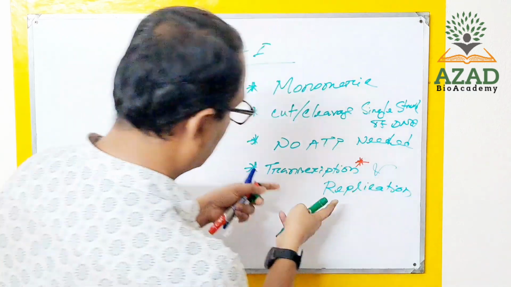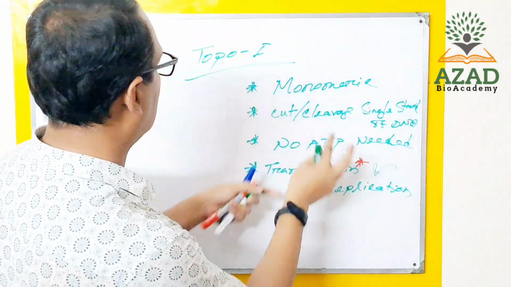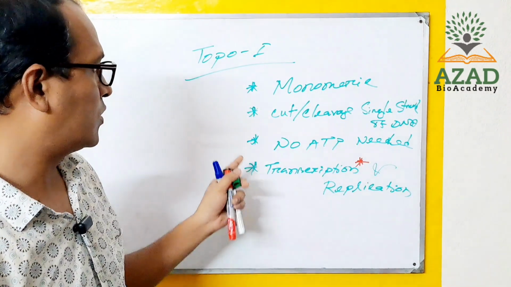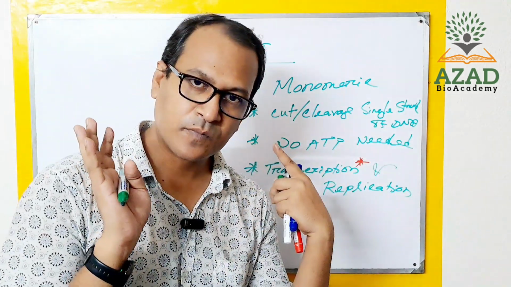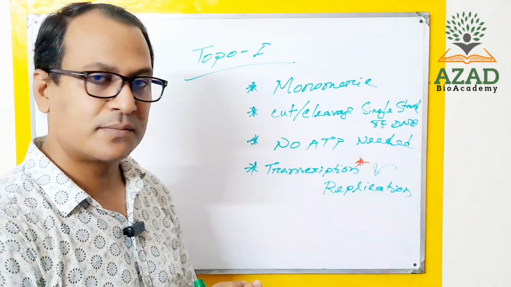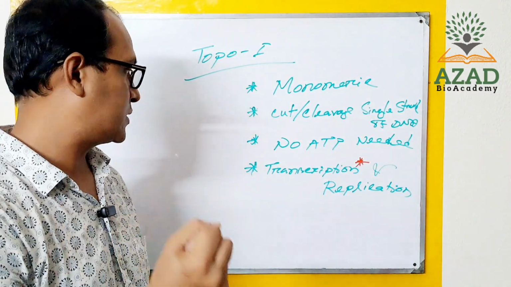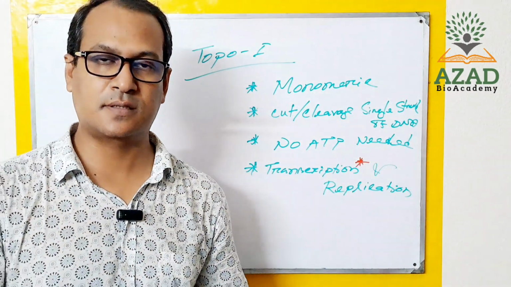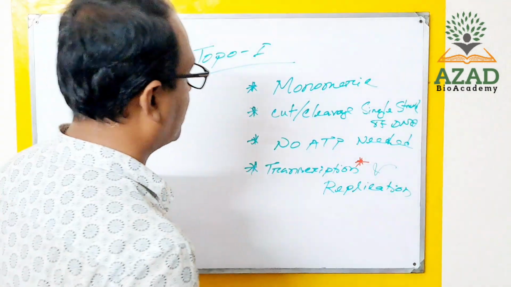Okay, so how and where, I will show you later on. So this is the basic criteria of the topoisomerase 1 enzyme. That is, it is monomeric, and it will cut a single strand. It has no function with ATP. During transcription it will show its activity, and during replication also. So now, how will it work? So come to the point here.